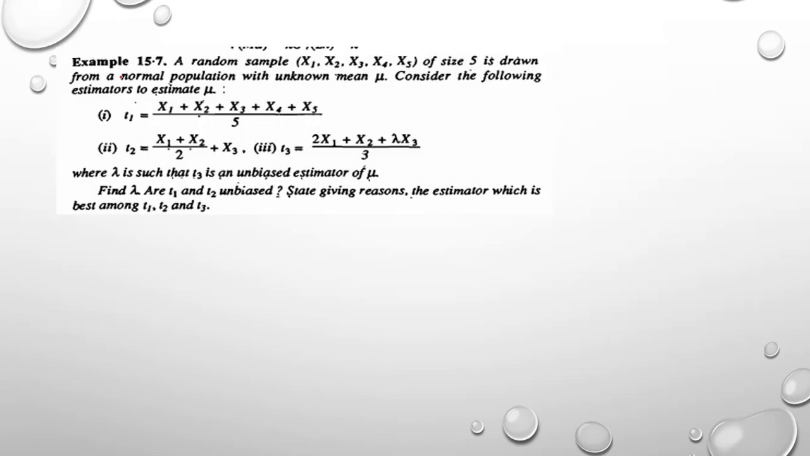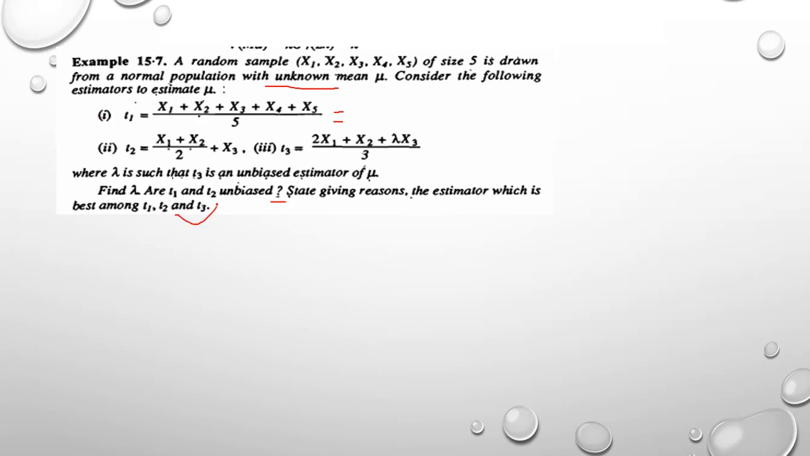This is the first example. A random sample x1, x2, x3 up to x5 of size 5 is drawn from a normal population with mean mu. Consider the following estimators. These are all test statistics. Here T1 is x1 plus x2 plus x3 plus x4 plus x5. We need to check their unbiasedness or consistency, and which is best. The final question is: find lambda; are T1, T2 unbiased? State, give reasons. Which estimator is best among T1, T2?